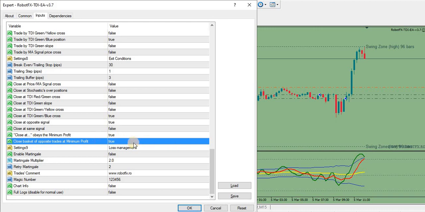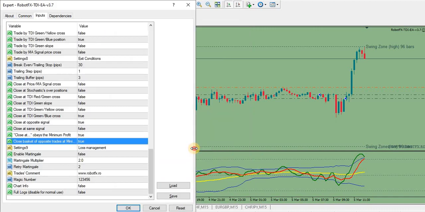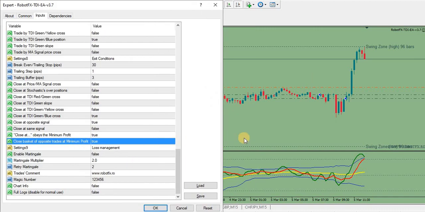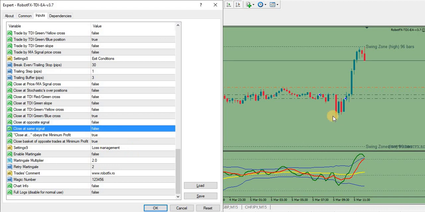In this case, I didn't lose any money, and I can focus on following the next trend that happened. And you might have opposite trades, buys and sells, on the same chart at the same moment. Again, when the trend changes, if, for example, you are not using this option, if you don't want to close trades at opposite signal, then you might end up with a buy and a sell. And that's how it works.